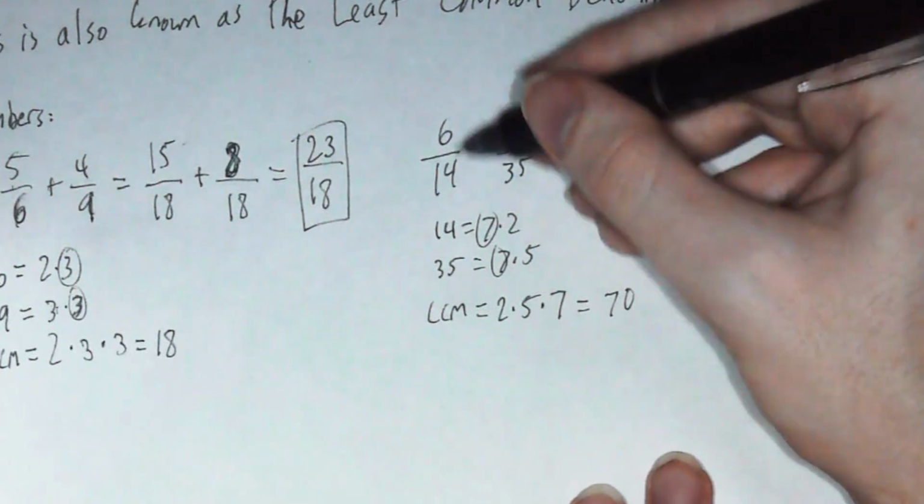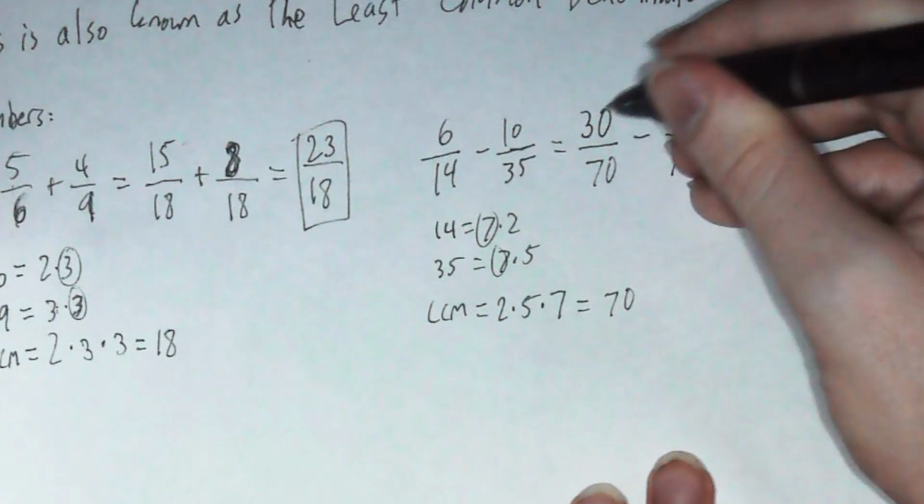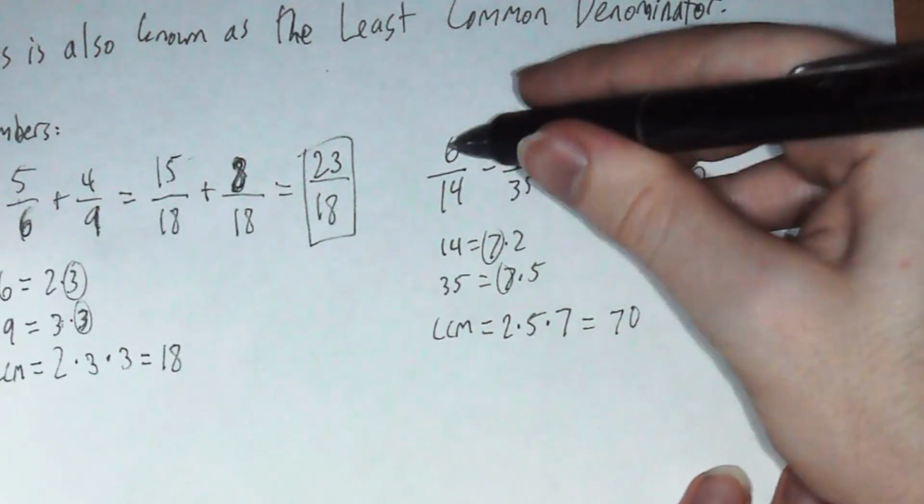So we have to multiply both the top and bottom by 5, and we do indeed get 70 on the bottom, and then on the top we get 30. 14 times 5 is 70, 6 times 5 is 30.